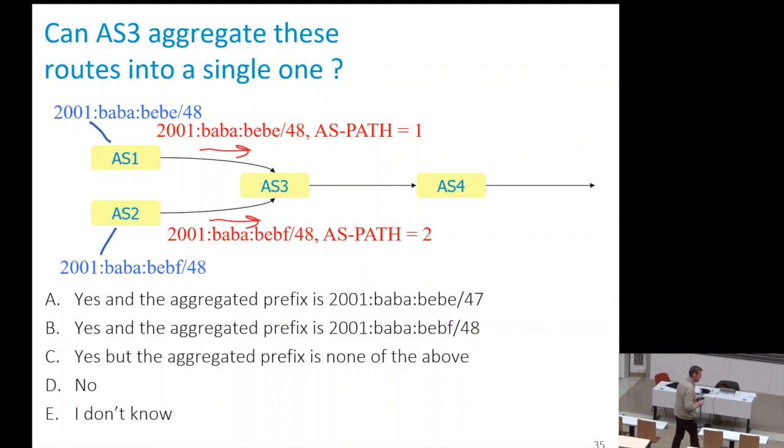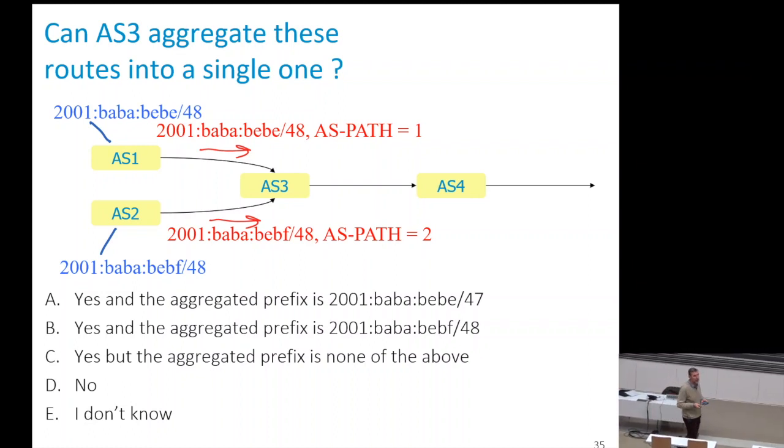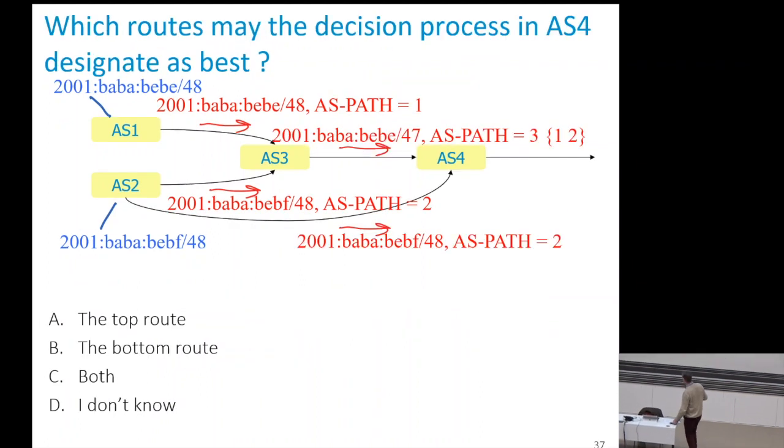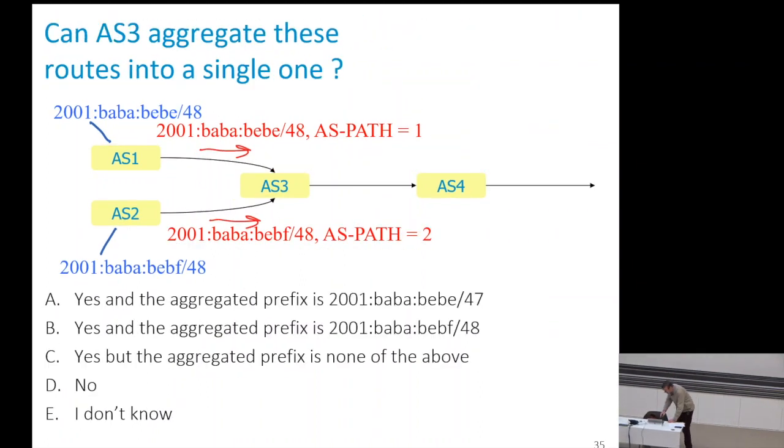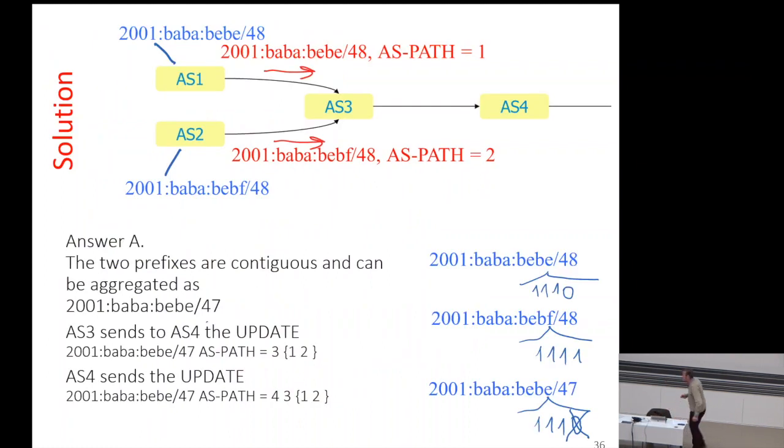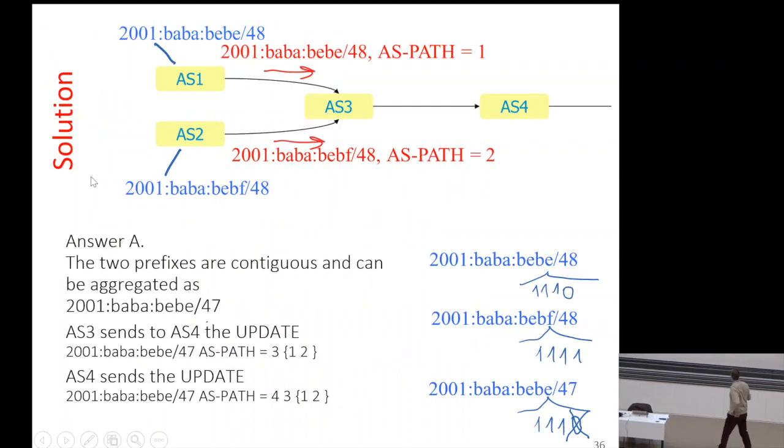So there are 2 questions here: whether we can aggregate, and if we aggregate, what is the aggregated prefix? And perhaps a correct answer is A. If we aggregate, certainly it is this prefix. Here I'm showing those 2 prefixes, and I'm showing the binary representation of the last hexadecimal digit. E is this string of 0s and 1s. F is this string of 0s and 1s.